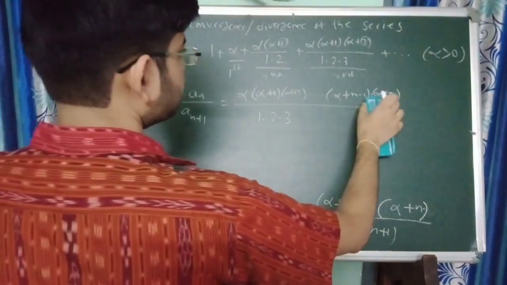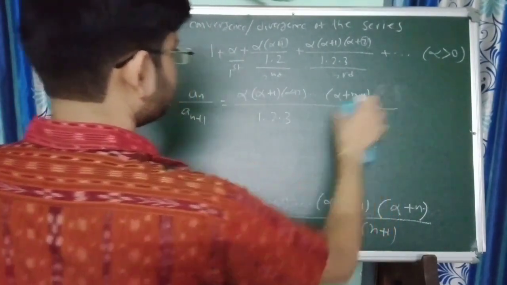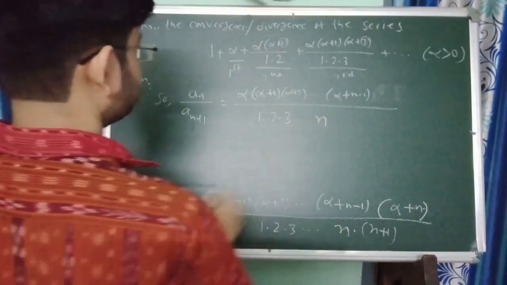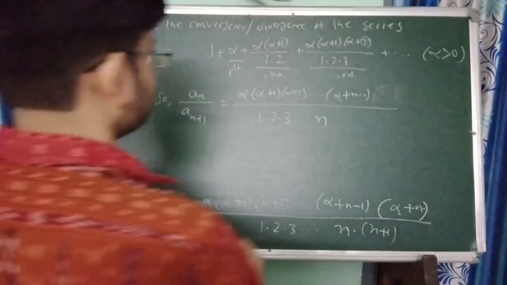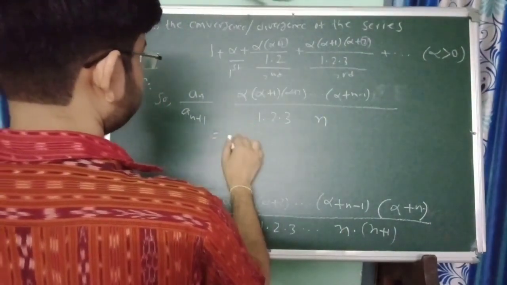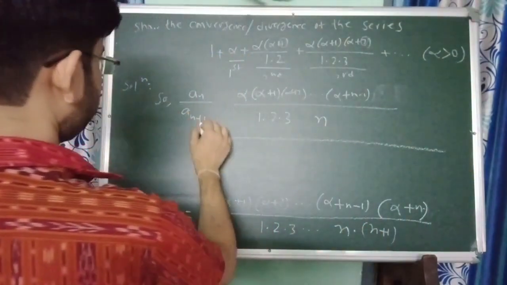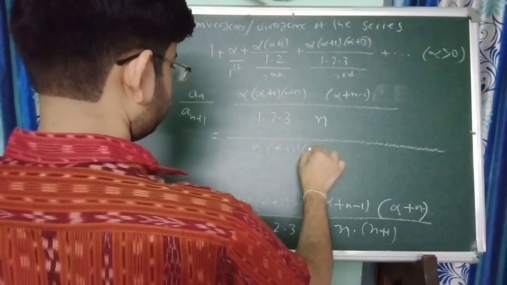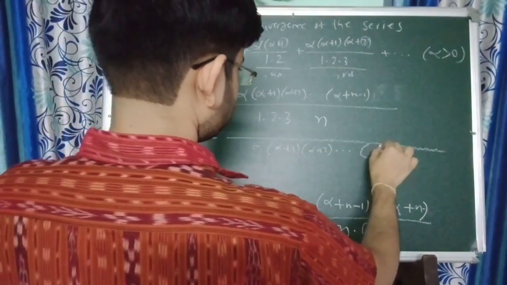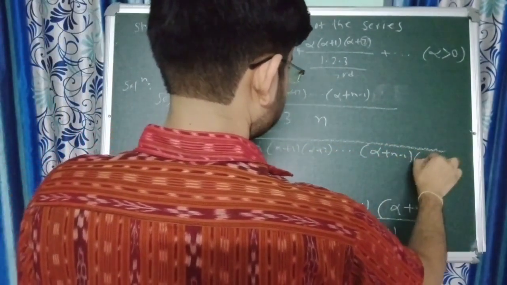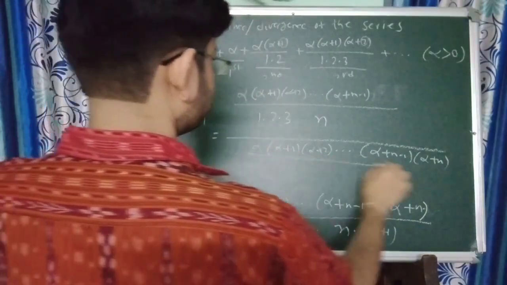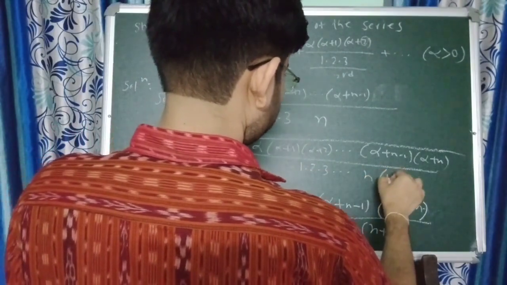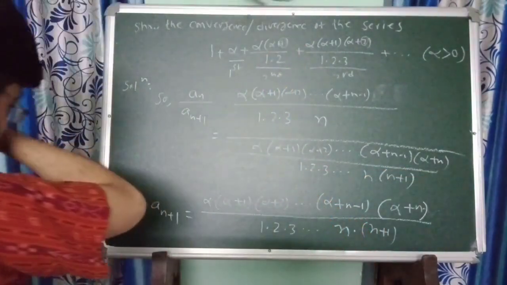This is the a_n part. So the last term is alpha plus n minus 1, and this is up to n, and we divide it by a_(n+1), which is this term, alpha plus 1, alpha plus 2, up to alpha plus n minus 1 into alpha plus n divided by 1, 2, 3 up to n into n plus 1.